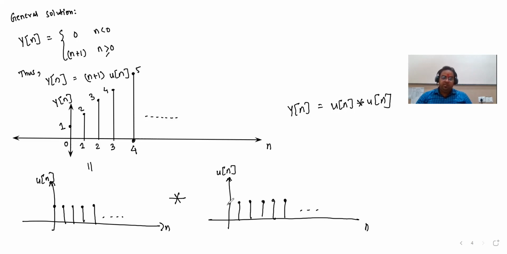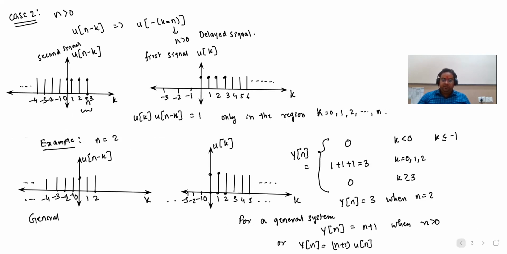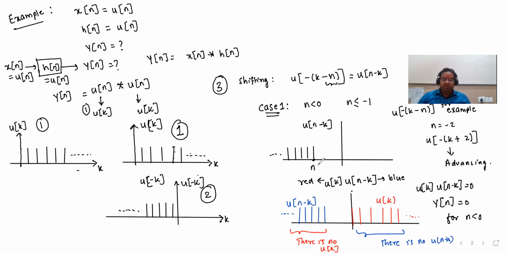What we saw essentially was that we shifted this particular signal. We were sliding this signal over the first signal. The first signal was fixed and this signal was slid over it, and we were seeing the amount of overlap. Initially, for the case that n is less than 0, when it was made u of n minus k and put totally on the left side, there was no overlap between this signal and the first signal.